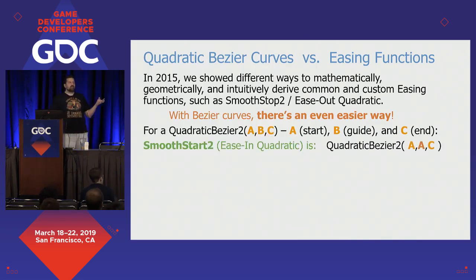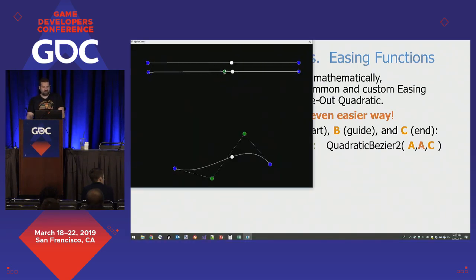So we can easily produce some of these easing functions just by moving these points around now. Once we understand Bezier, and obviously it's incredibly simple, right? It's just a lerp of lerps. So for example, if I want a smooth start easing function or ease in quadratic, then I literally just have to put the B point on top of A. In other words, if I just go like this, voila, that is smooth start or ease in. And if I put the point here, then that's smooth stop or ease out. That's it.